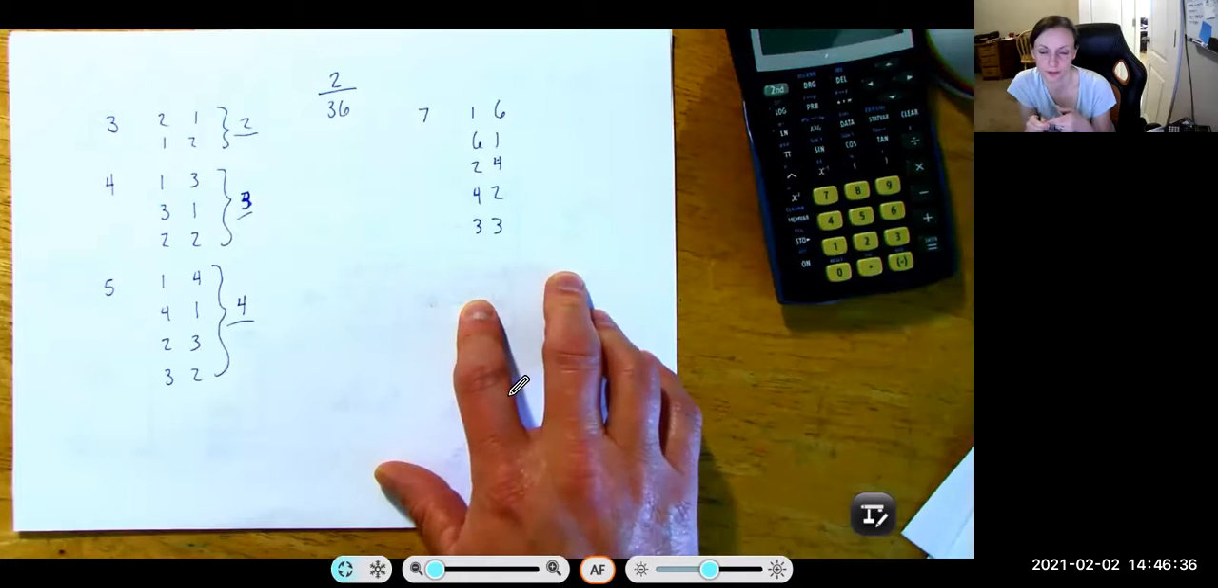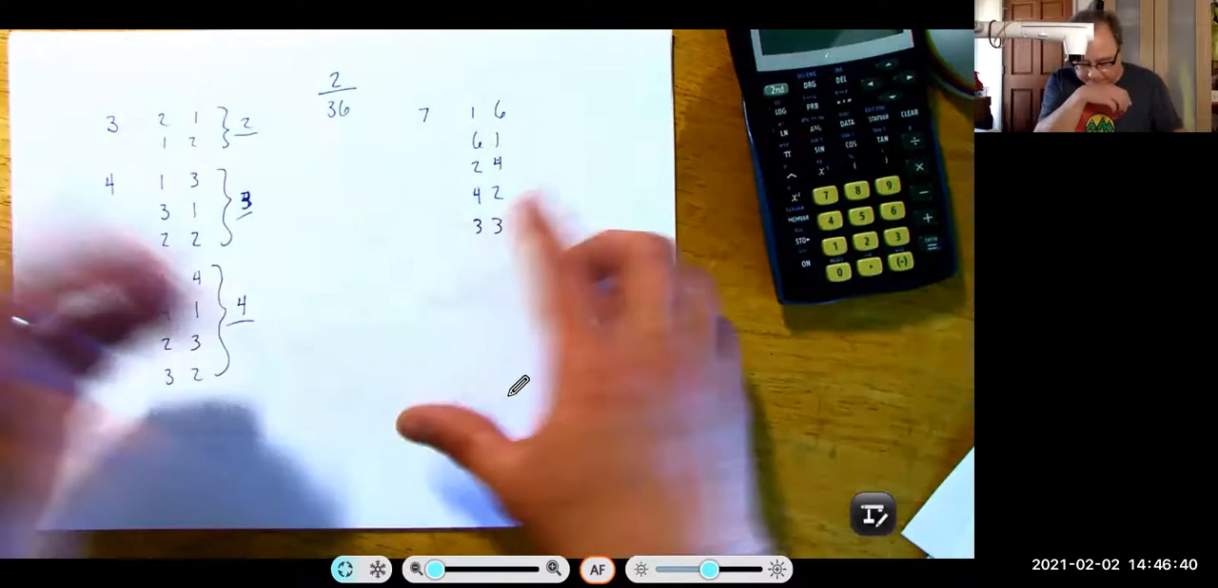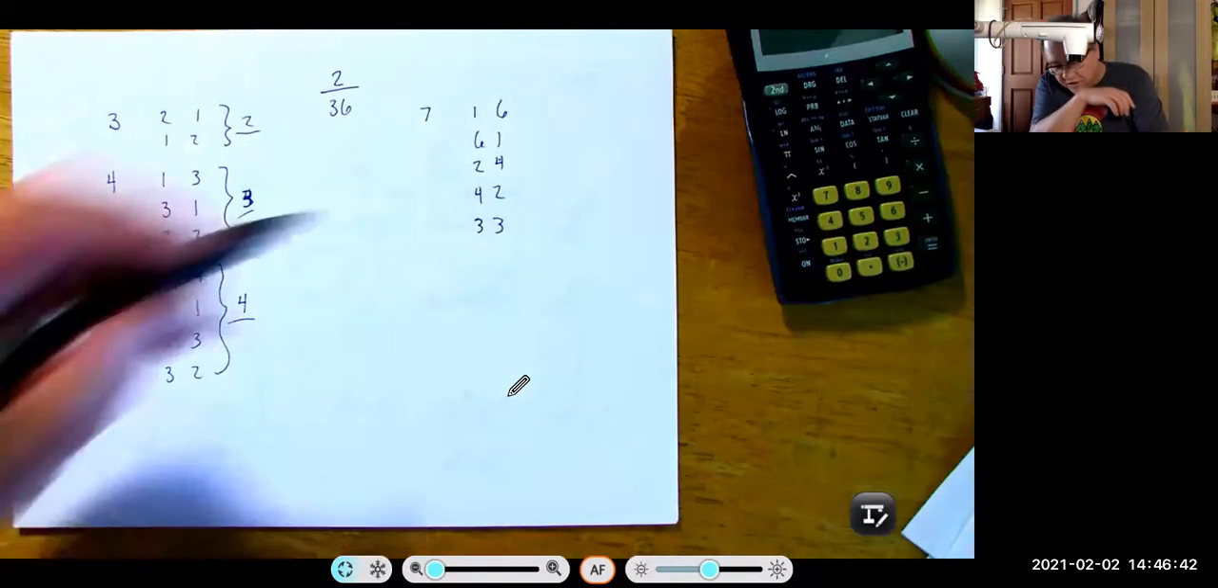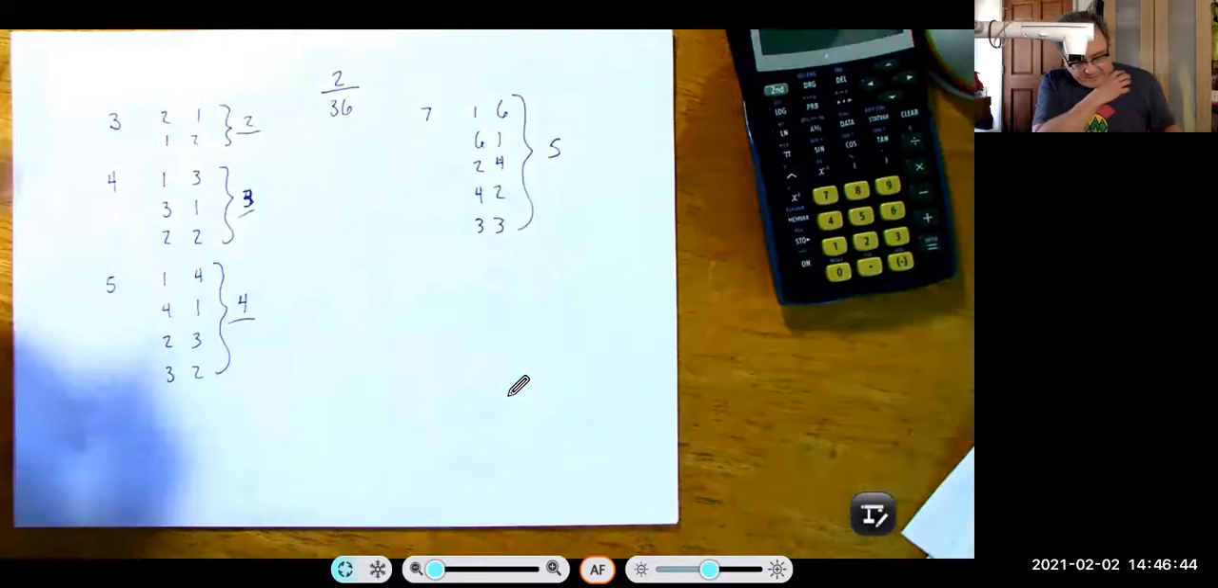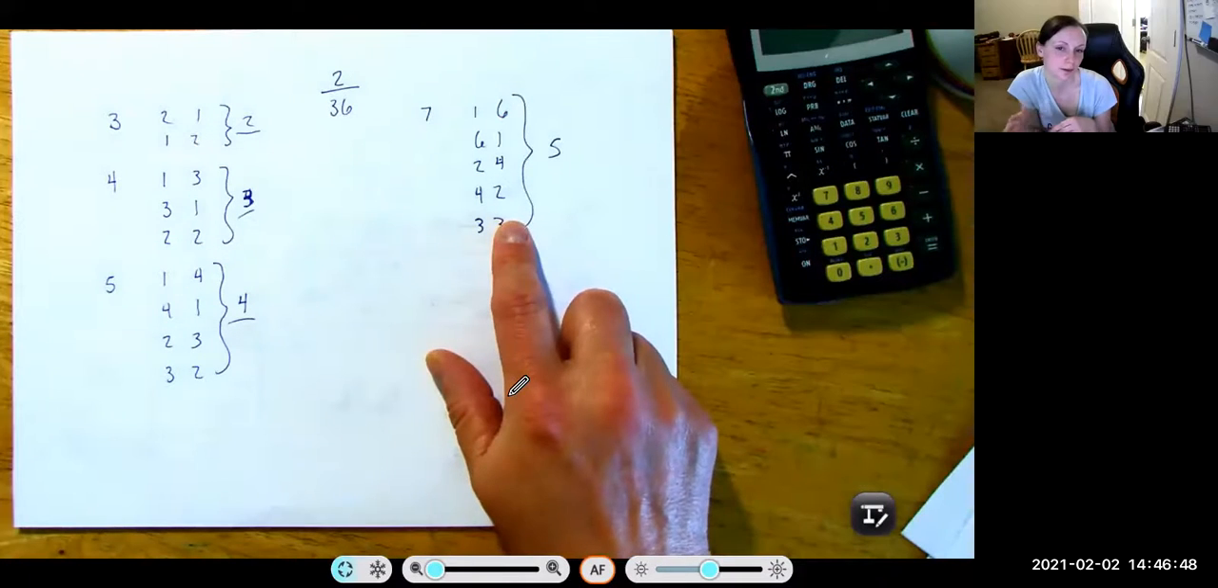Two and a 3. Oh, never mind. Oh, I forgot the other. I got a 4. No, I got them. So there are 5 ways of rolling a 7, if I got this right. Oh, 3 and a 4.